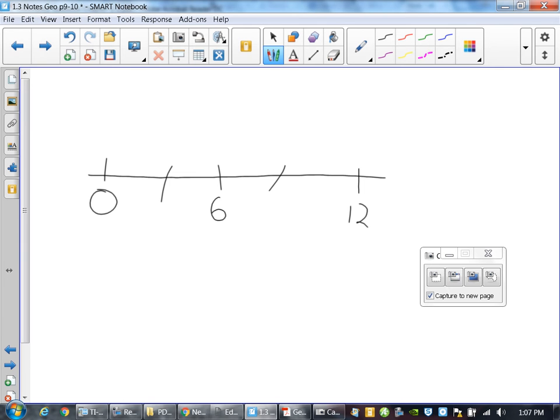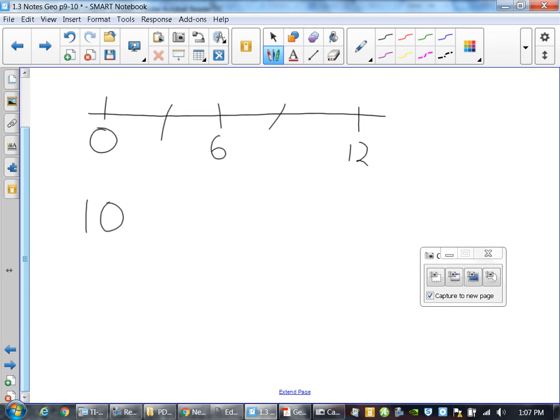Okay. What if I started at 10 and my halfway point was 23? Where am I going to end? You're halfway there. 36. You're right. I went up 13, but how many more do I have to go past 23? I go past 23, 13. So I would end at 36. Okay? 23 is the halfway point of 10 and 36.